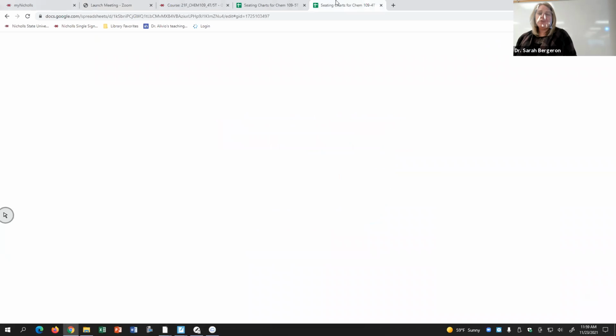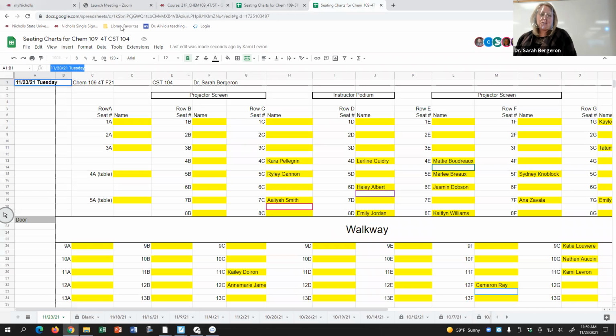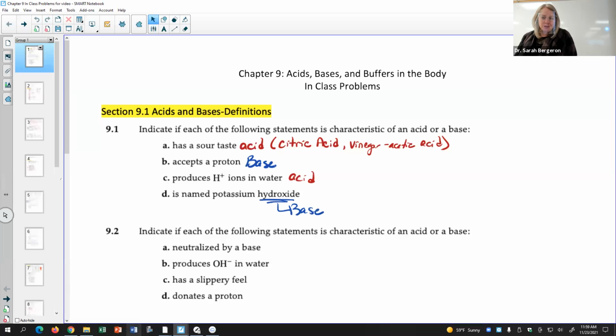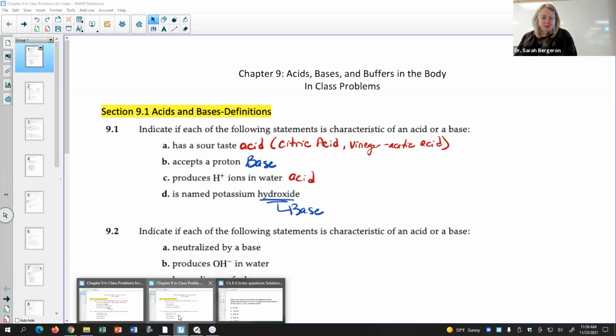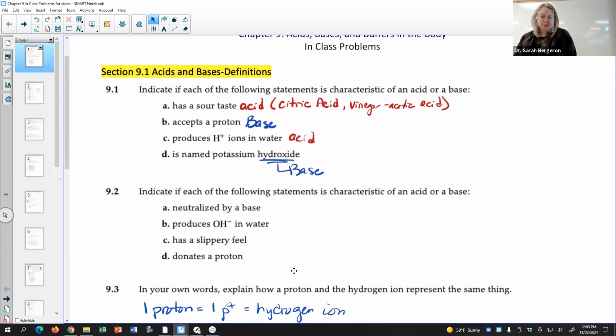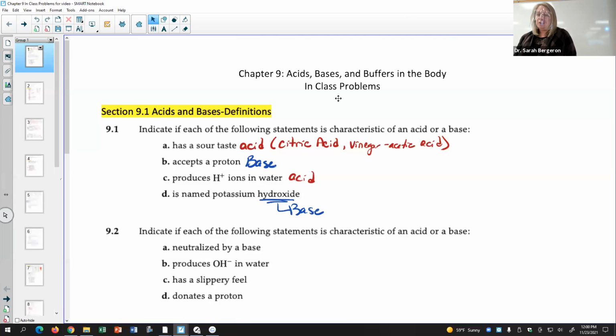So your seating chart is up. You can go ahead and do your seating chart. I want to see which one. Yeah. Okay. All right.